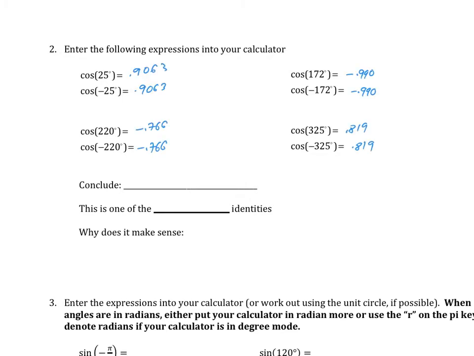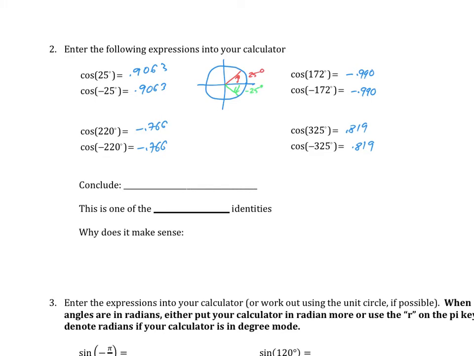Okay, I hope you got the same values that I found. I have entered them now. And I want to talk about what's happening in these cases using the unit circle. So let's take a look at the first angle where we have cosine 25 degrees and cosine of negative 25 degrees. So I'm going to draw a unit circle and I'm going to sketch the two angles: 25 degrees and also negative 25 degrees.